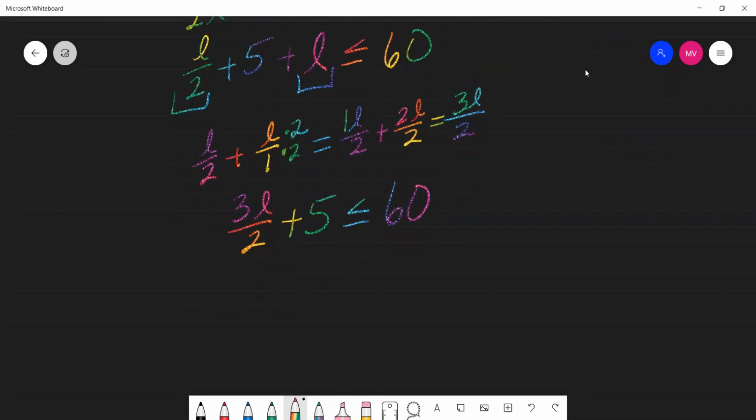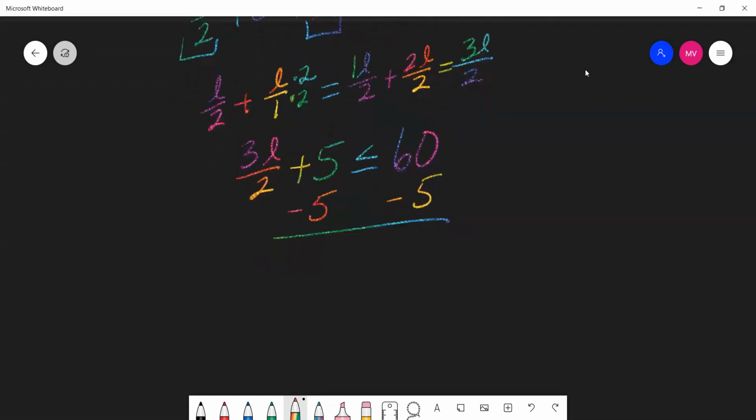All right, so Abigail, what's the first thing I do to start isolating my variable? You have to do your reverse order of operation. So what do we do? Exactly, yes, good job. We subtract 5 from both sides because this is reverse order of operation to solve the inequality, and we're left with 3L divided by 2 is less than or equal to 55. Now, what's the last step we can do to isolate our variable?